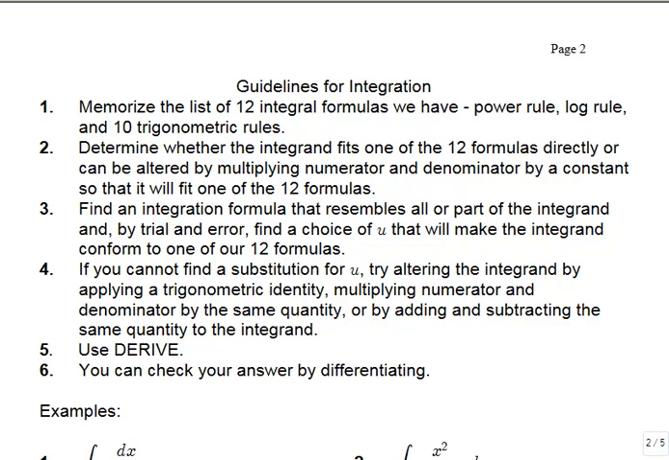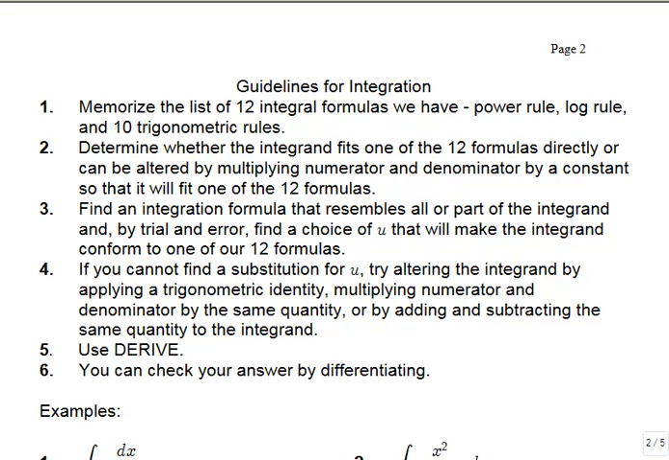All the power rules, the log rules, the exponential rules, all the 10 trigonometric rules that we've learned. All the 6 for sine, cosine, tangent, cotangent, secant, and cosecant, as well as secant tan, secant squared, and cosecant squared. Those are your 10 trigonometric rules. So you got to have all of those memorized so that if you see them in an integral, you know that you can integrate them right away.